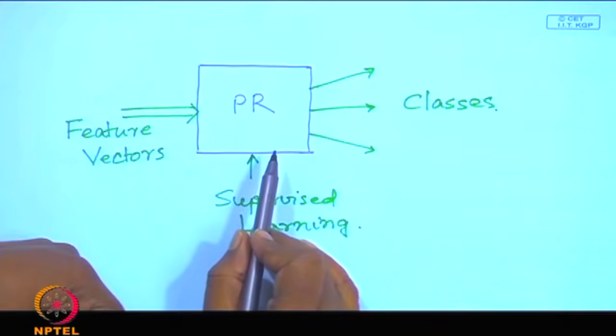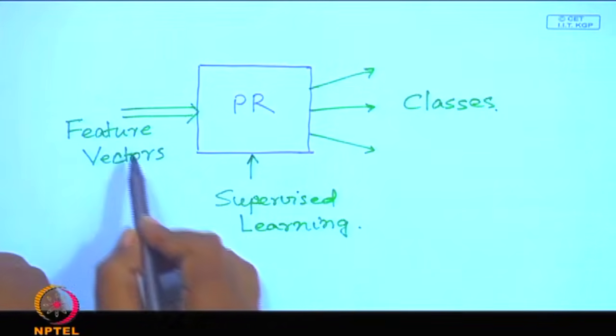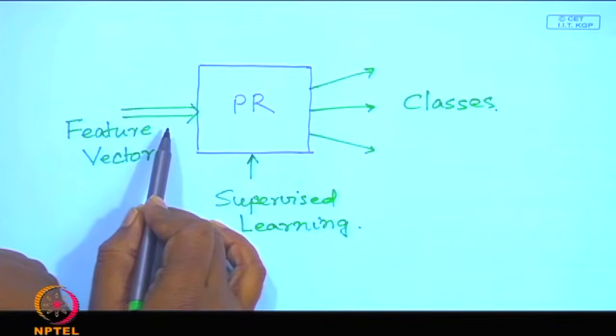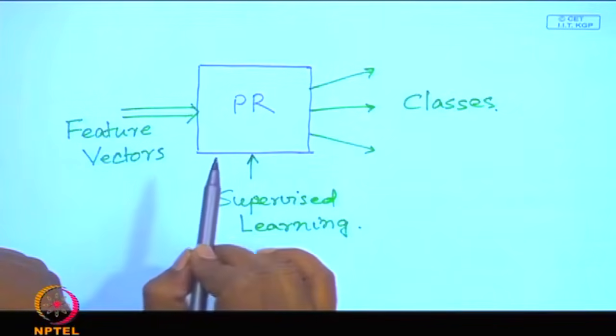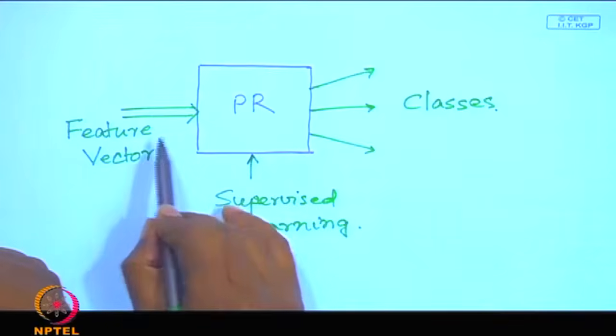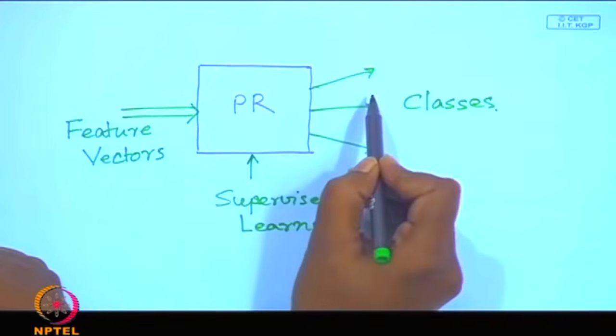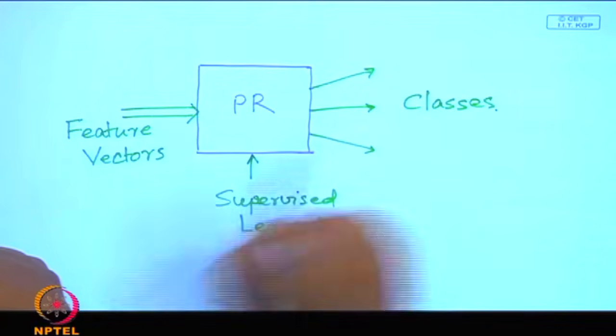And once the pattern recognition system is trained, then given an unknown feature vector, this pattern recognition system must be able to recognize to which class this feature vector should be classified or it should belong.